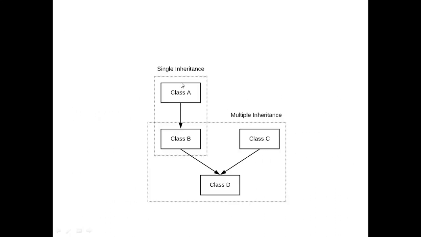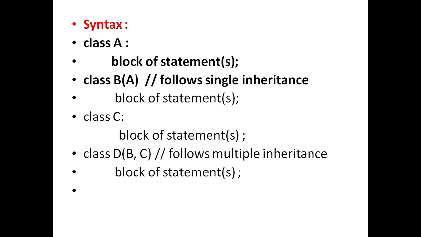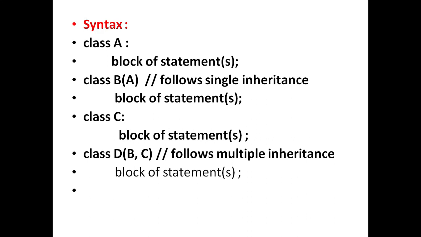Here class B inherits class A, which defines single inheritance, and class D inherits class B and class C, which defines multiple inheritance. The general syntax for defining hybrid inheritance is: class A, then block of statements; then class B inherits class A, which follows single inheritance, then block of statements for class B; then class C, block of statements; and then class D, which inherits B and C, which follows multiple inheritance, and then block of statements.